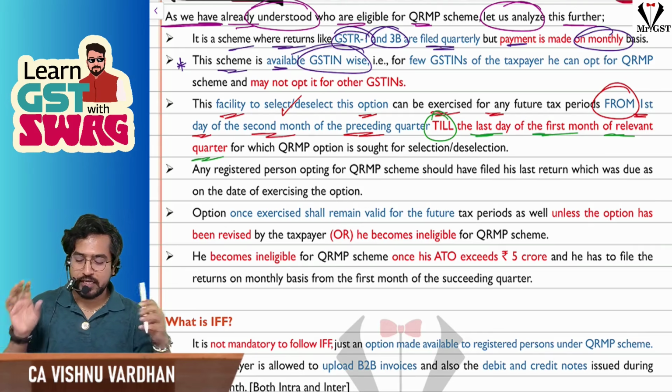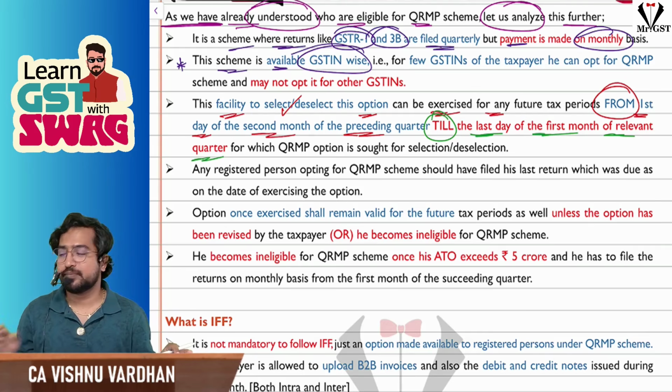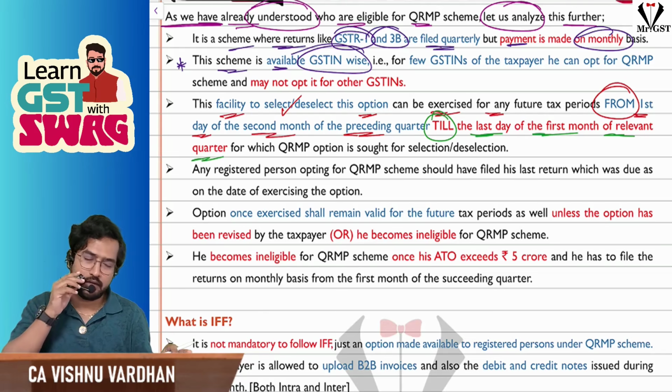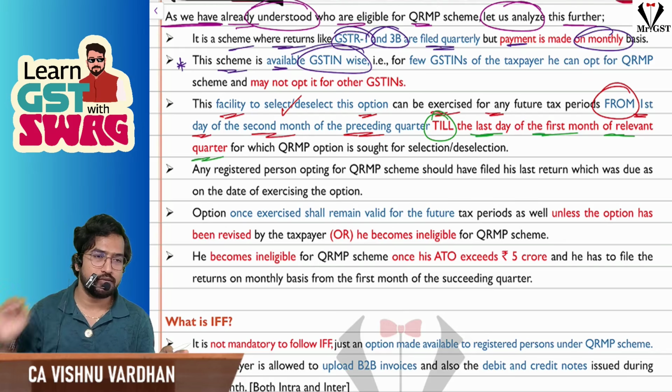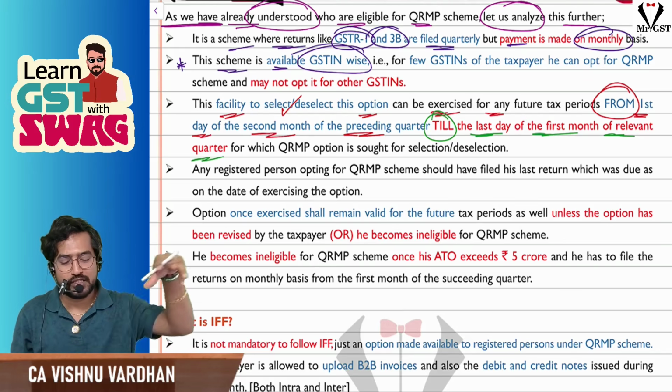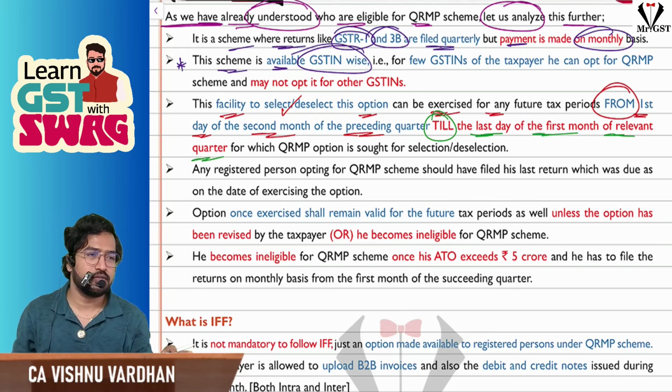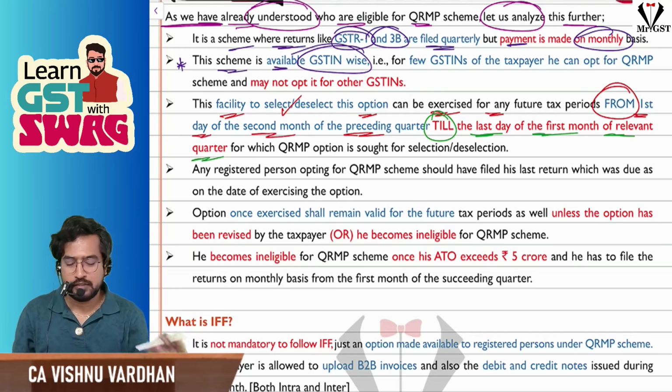Few GSTINs. When will you get a GSTIN? That means a few registrations can go for the QRMP scheme. This sounds a little bit similar to some concept which we have read before, or you can compare it with exactly a different concept.